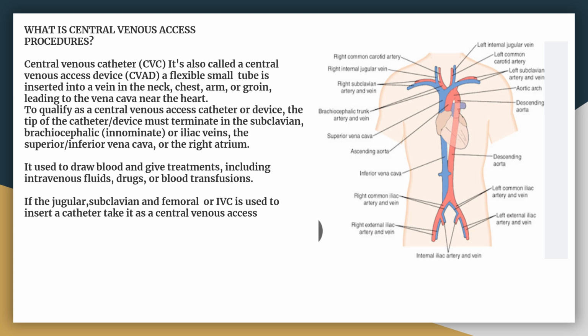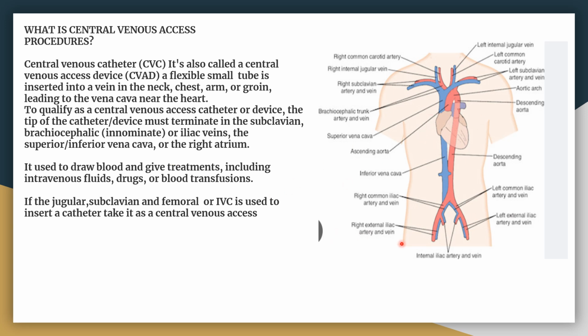flexible small tube that is inserted into the vein of the neck, chest, arm or groin, leading to the vena cava near the heart. To qualify as a central venous access catheter or device, the tip of the catheter or the device must terminate in the subclavian, brachiocephalic or iliac vein, the superior or inferior vena cava, or the right atrium. So basically in the central part of your body, all the vessels where you are putting the catheter end up in the right atrium.